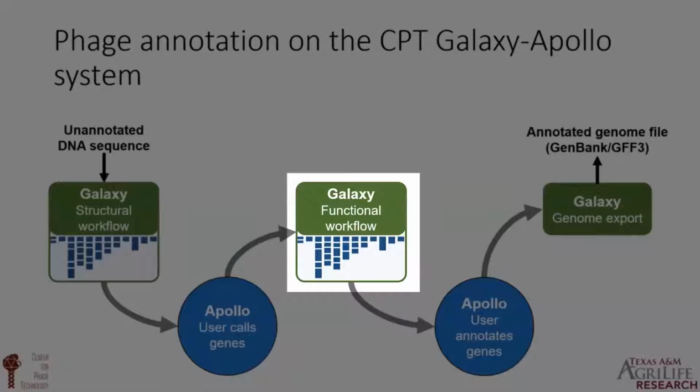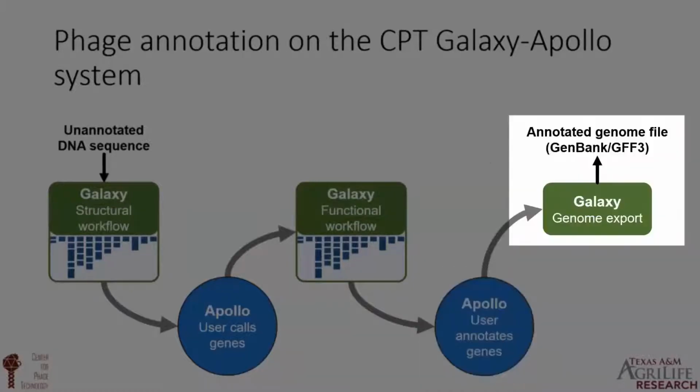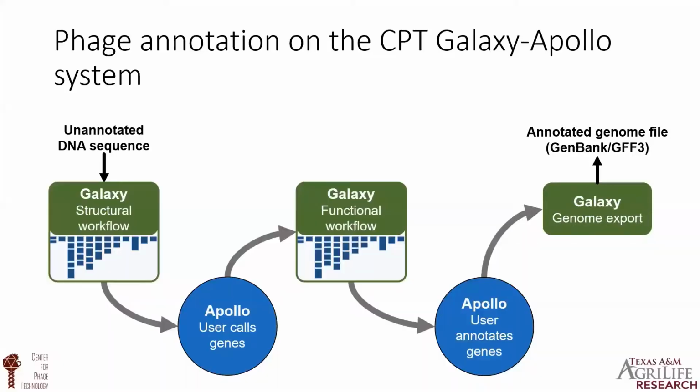These user annotations are then transferred back into Galaxy, where the called genes are analyzed by additional tools, and these are then transferred back into Apollo, where the user can then use this data to annotate their gene functions, again in the user-created annotations track. When they're finished, the data can be retrieved back into Galaxy for export as either GenBank or GFF3 format files, for additional analysis, or for submission to sequence databases.